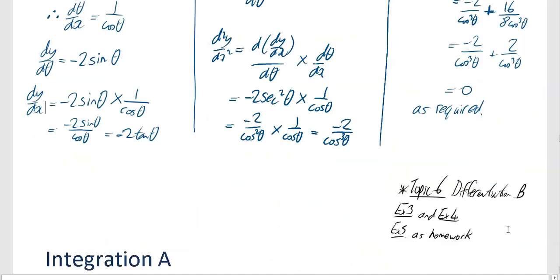Okay, you're now ready to do the last wee set of questions on this. So it's topic 6, differentiation B, exercise 3 and exercise 4. Forget about exercise 5 at the minute. That's a homework exercise.